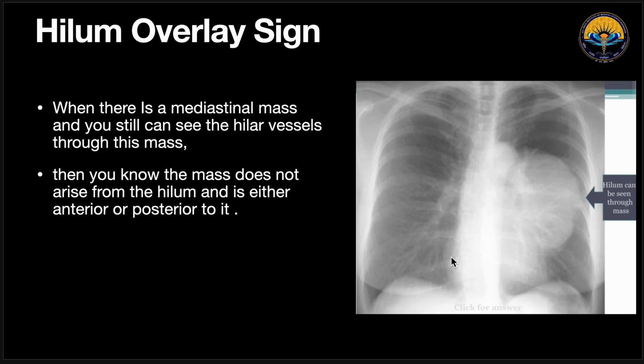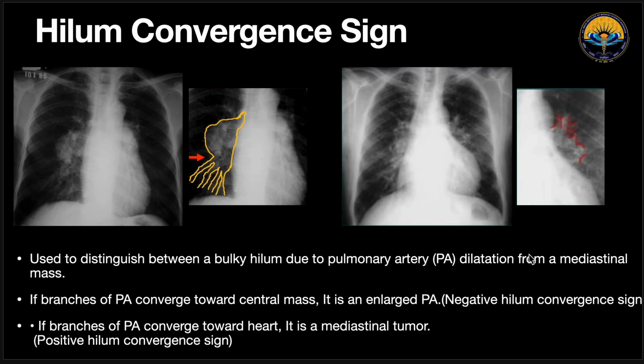Next we have the hilum overlay sign. Here we can see there is some mediastinal mass over here, and we can see normal hila clearly. That means the mass is not at the level of the hila, as it is not silhouetting the hila. So it is not in the middle mediastinum. It is arising either from the anterior mediastinum or from the posterior mediastinum, but not from the middle mediastinum. This is known as the hilum overlay sign.